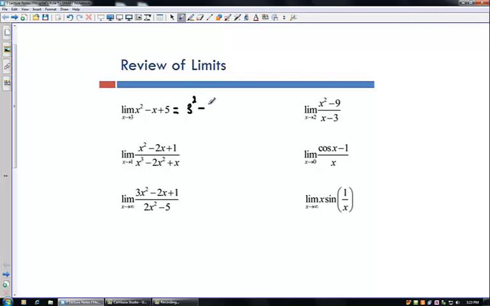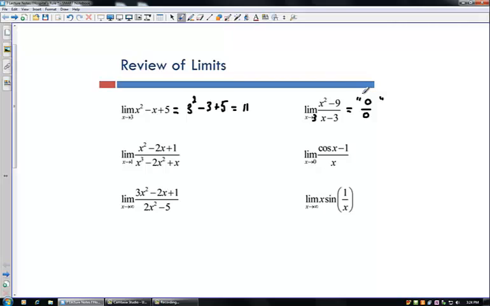So we have 3 squared minus 3 plus 5, and this is going to be 9 minus 3, which is 6, plus 5, which is 11. So that's nice and easy. But over here, something bad happens, and that's supposed to be a 3, so let's change that to a 3. As x goes to 3 on top, you get 3 squared minus 9, which is 0. And as x goes to 3 on the bottom, you also get 0. And so this is actually an indeterminate form.